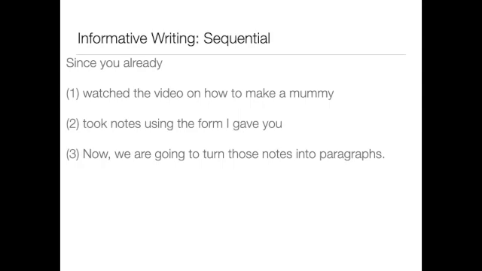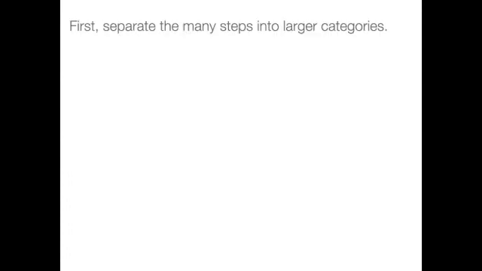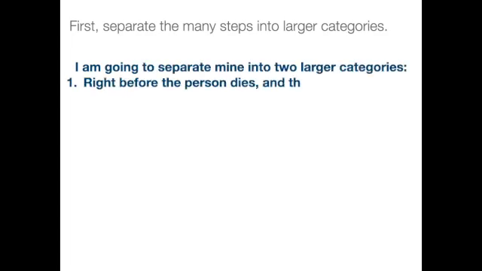Since you have already watched the video on how to make a mummy and read that article, and you took notes on that form I gave you, now we're going to take those notes you wrote and turn them into paragraphs. The first step of that is to separate all those steps into larger categories. Now, I'm going to separate mine into two larger categories: right before the person dies, and then 40 days after the body has dried out.